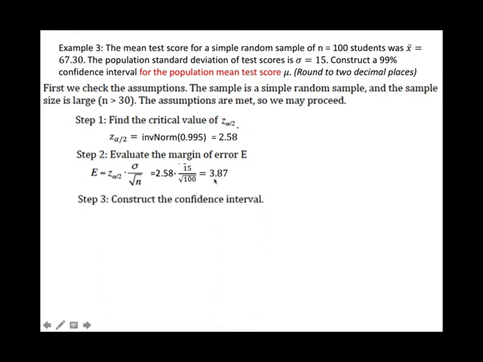And then step 3, construct the confidence interval. So figure out what is your sample mean, and then you do have the margin of error from step 2 here. So plug it in, construct the confidence interval for the population mean. Okay. Sample mean will be 67.3, right? Plus minus the margin of error. You could get this guy.